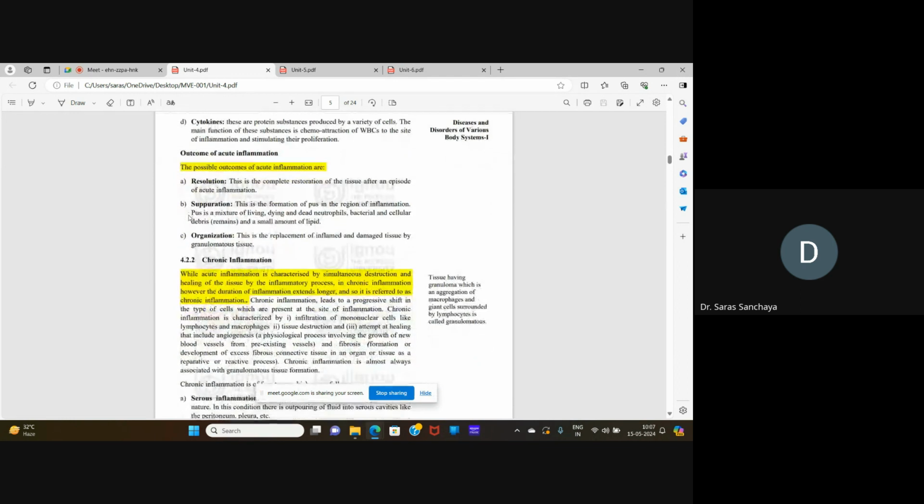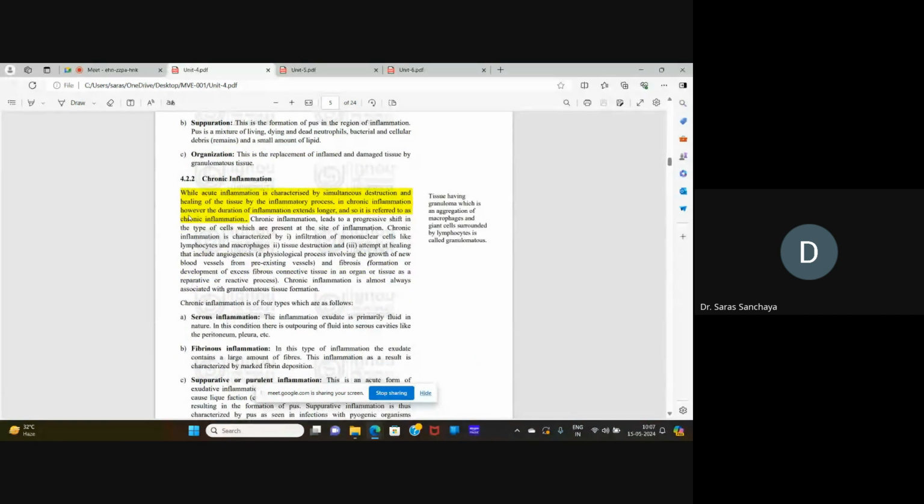Now we come to chronic inflammation. While acute inflammation is characterized by simultaneous destruction and healing of the tissue by inflammatory processes, in chronic inflammation, however, the duration of inflammation extends longer than acute inflammation, and so it is referred to as chronic inflammation.